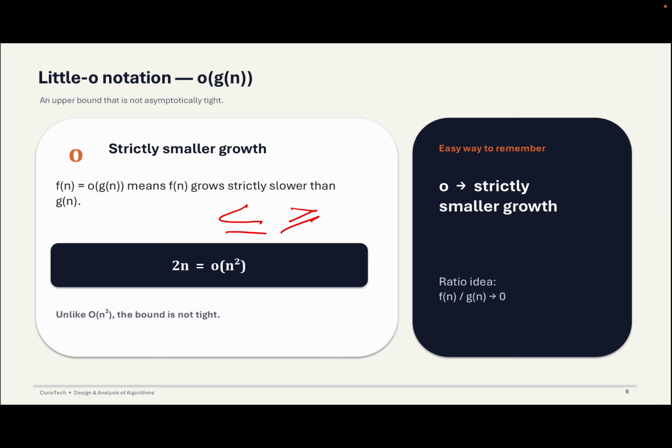Alright. So here it is an upper bound that is not asymptotically tight. It tells us that the function grows slower than the other value. It grows slower than the referential growth. So little o is strictly a smaller growth. The ratio idea would be Fn upon Gn tends to 0.